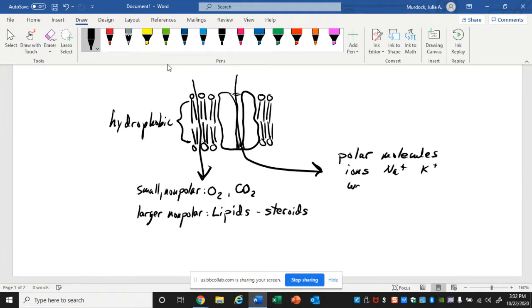water sort of leaks through here a little bit, but it's very, very difficult for water to get through there with any speed. Water generally needs an aquaporin channel to get through efficiently. Water needs aquaporins, which are protein channels that are just for water.